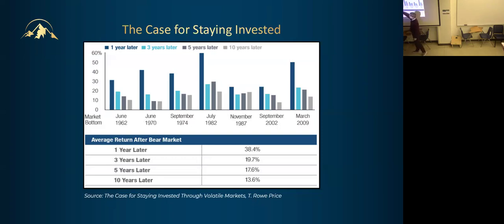So you have June in '62, June in '70, September '74, July '82, November '87, September '02, and March '09. Those were all times when the market was at its lowest for that relative time period when the bear market occurred. And you can see in the darkest blue bars, you have these big giant 30% returns, almost 50% returns, 60% returns that happened within 1 year of that bottom. The important thing is to understand that the average return is 38.4%.